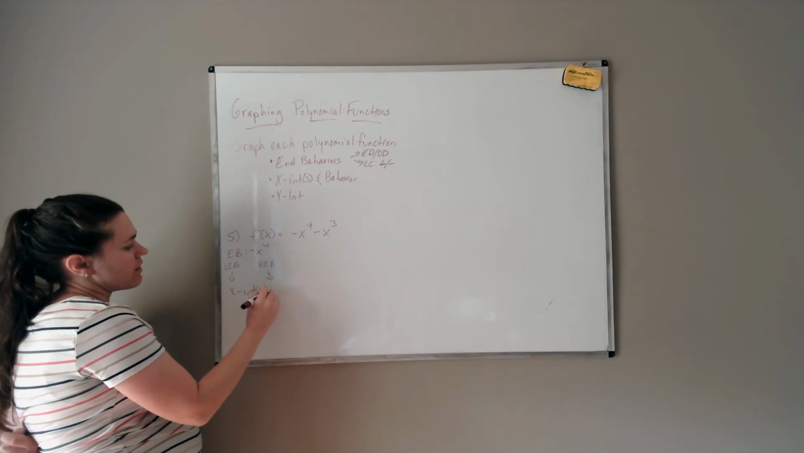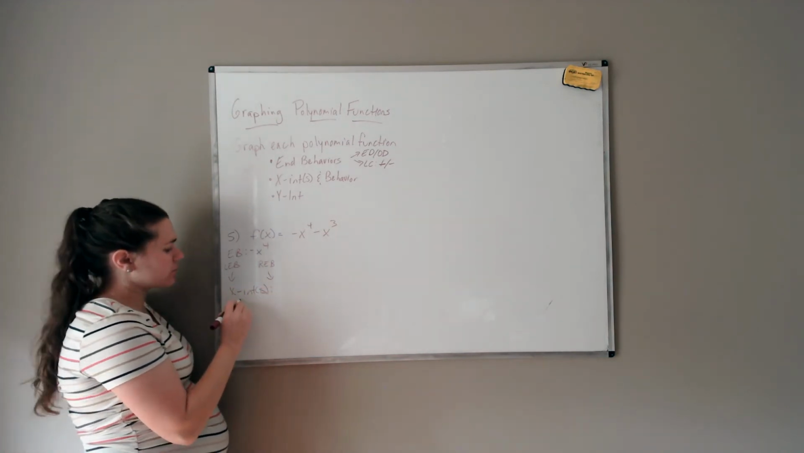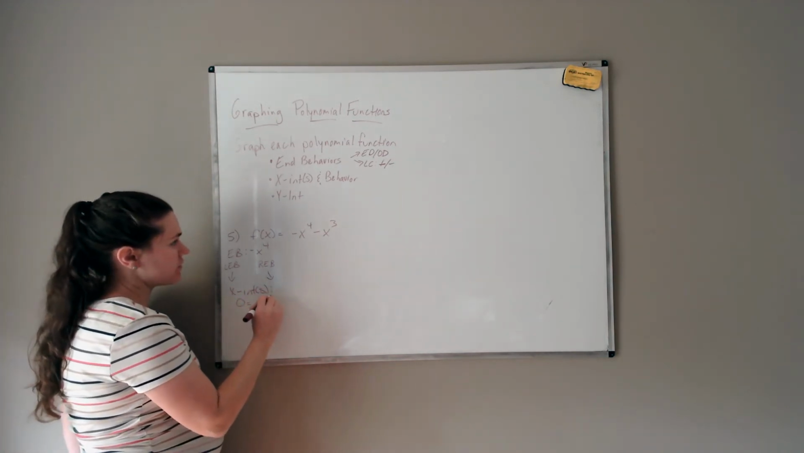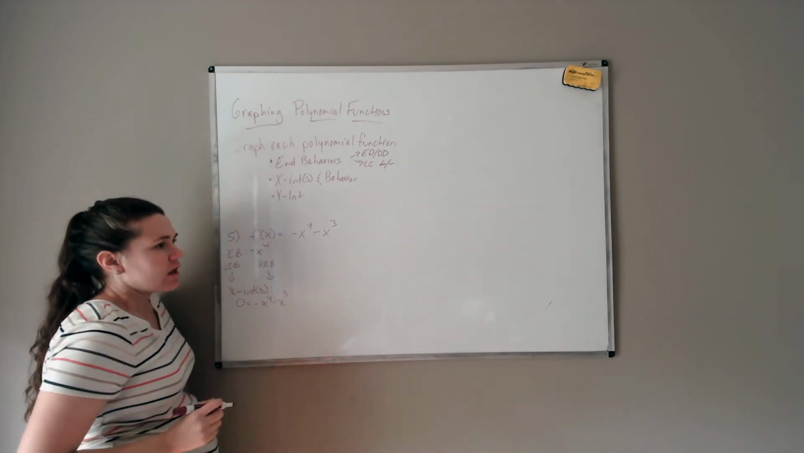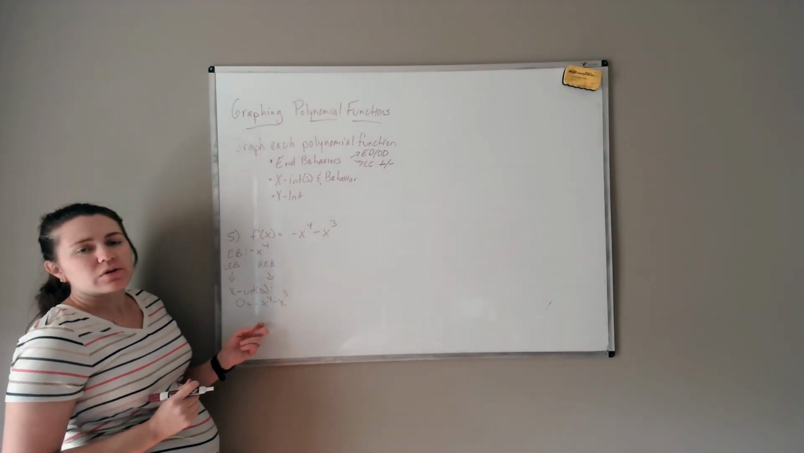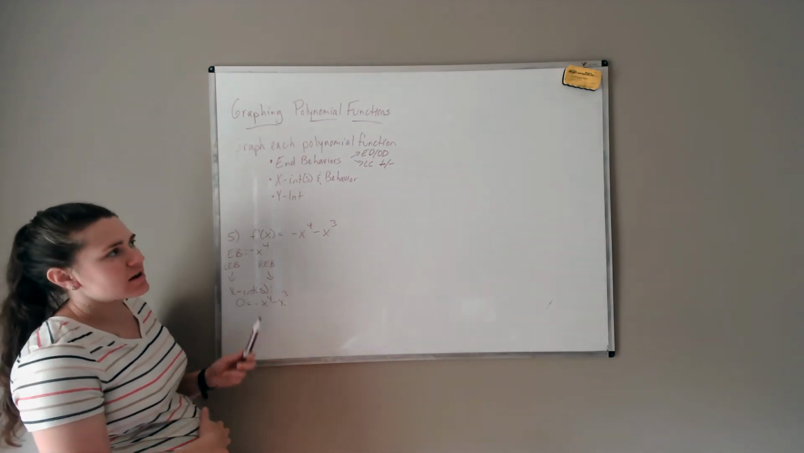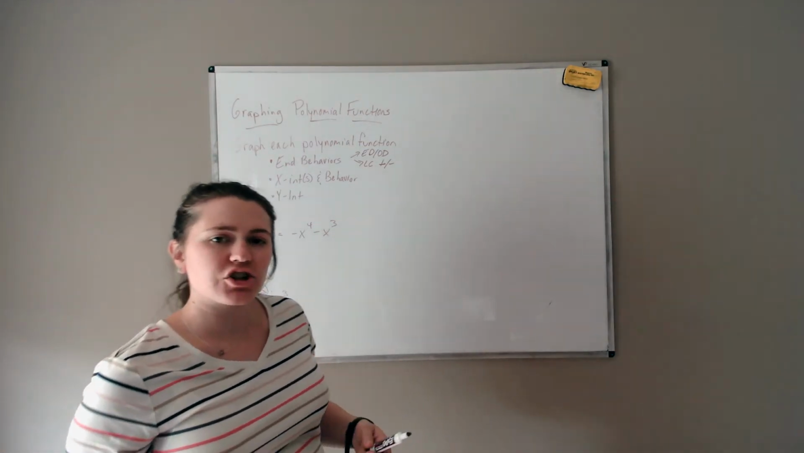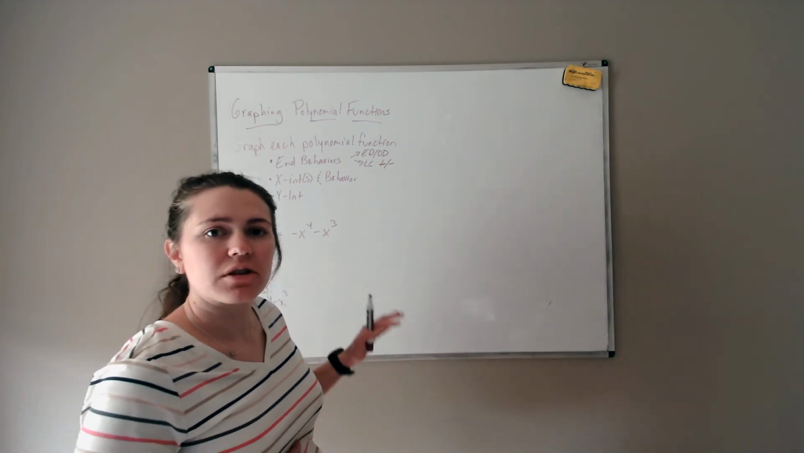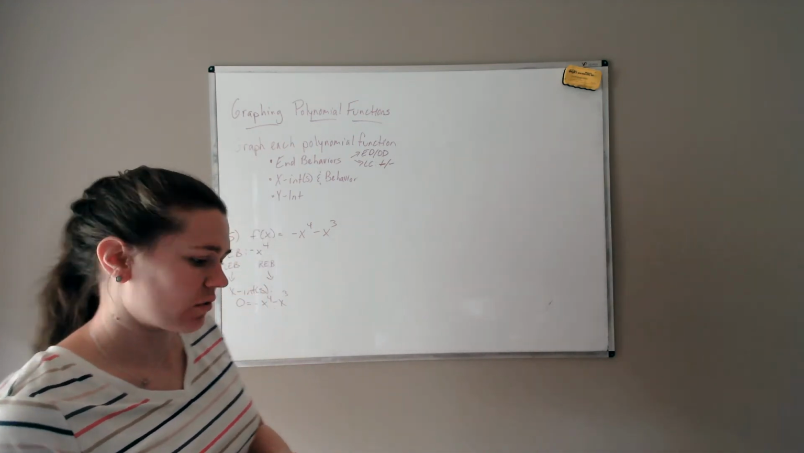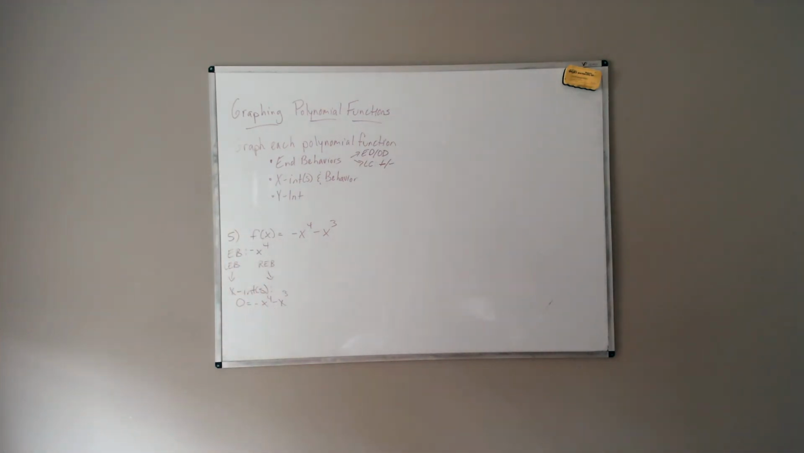X-intercepts are going to be the values of x when the output is 0. So 0 equals negative x to the 4th minus x to the 3rd. This is a 4th degree polynomial, which means you need to factor this thing down. I'm not going to ask you to graph anything that would have imaginary roots. Everything you graph has to have real roots, otherwise you wouldn't be able to sketch it.